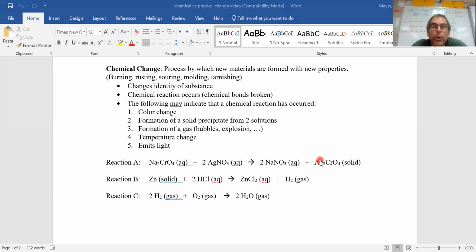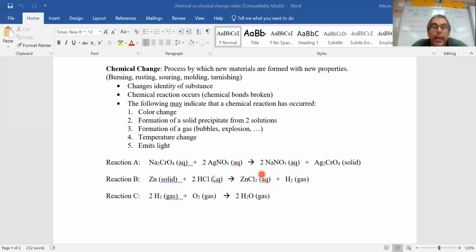There are some visual clues that we get for a chemical reaction occurring. One of them is a color change. In this first reaction, this was a yellow solution, this was a clear solution, and this was actually a red solute. It turned red, so that was a color change. We also saw when it settled, it got chunky and it formed a solid.